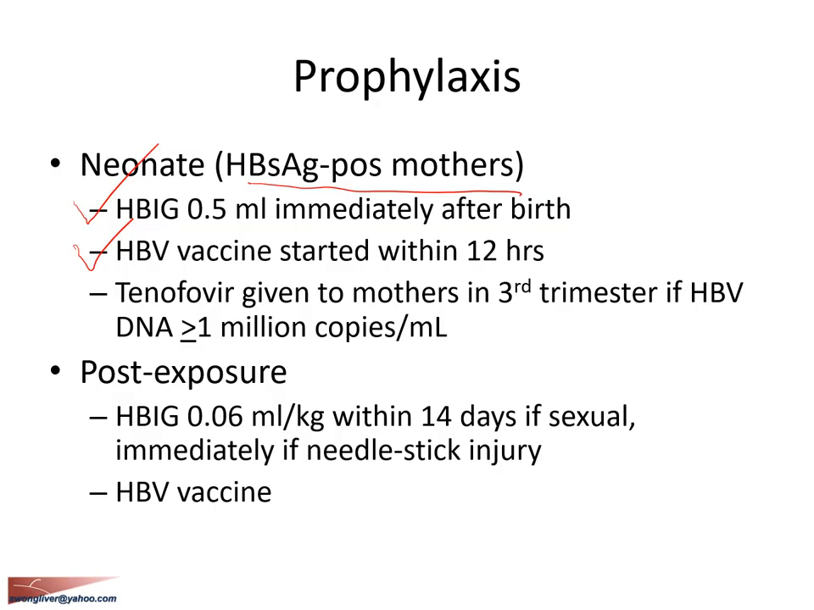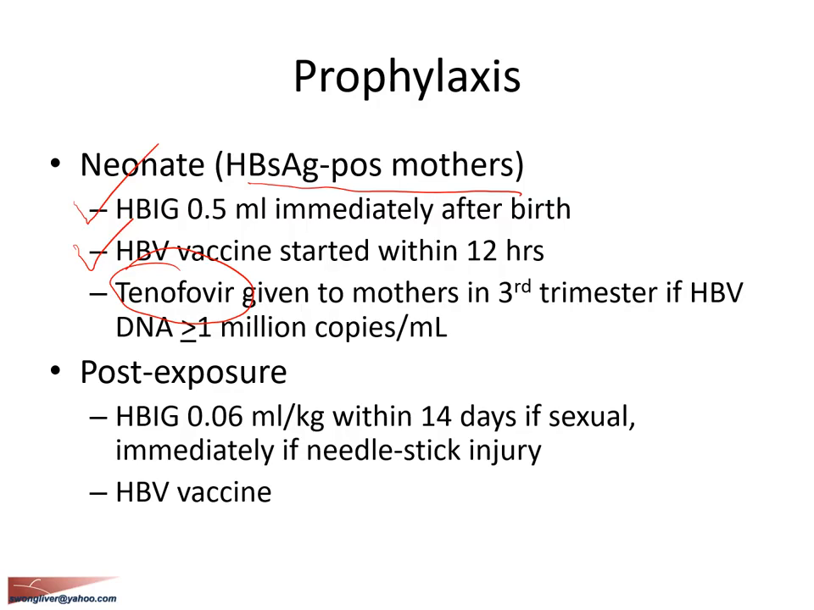Now, nowadays we also know that mothers who have very high DNA levels are also more likely to have vaccine failures for their babies. Meaning, even if you give the vaccine, the babies may still be infected. So that's why in mothers who have very high levels of HBV DNA in the third trimester, they have to be given tenofovir to bring down the virus levels so that the probability of vaccine failure is also lower.